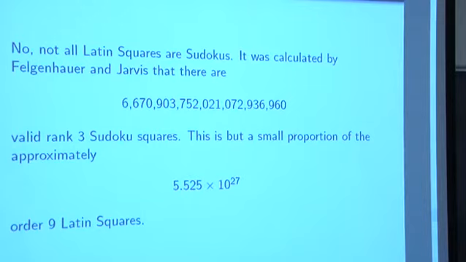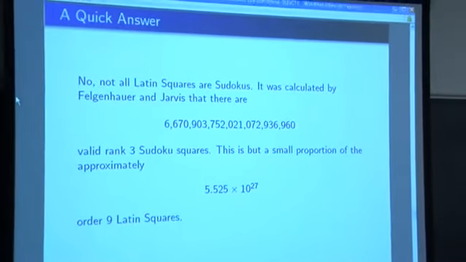So these guys named Felgenhauer and Jarvis calculated that there are that many valid rank 3 Sudoku squares, and I don't know how to say that number. And you have that insanely huge number of order 9 Latin squares. So a very small number of Latin squares are actually Sudoku squares.